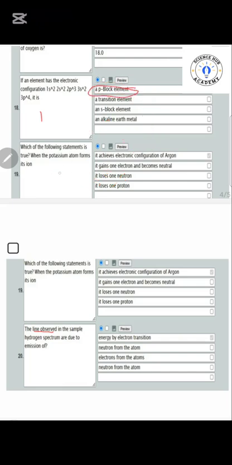Now our question 19, which of the following statements is true when potassium atoms form ions? So we know the potassium ion is K plus. When it forms an ion, it loses one electron. Normally it has 19 as the atomic number, then after losing one electron, that will be 18 electrons. So that will be 2, 8, 8. So this implies that it's going to achieve the electronic configuration of argon, simply because argon also has atomic number of 18, which gives us 2, 8, 8. So this is the appropriate answer.